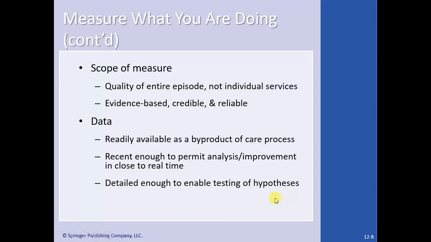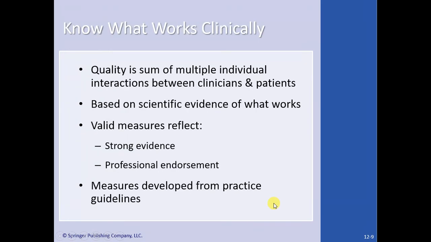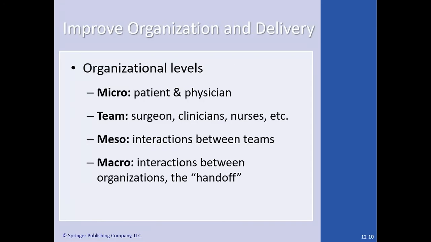That's very, very important. We need to be comfortable around data and use it to assess and to make changes. You need to know what works clinically based on scientific evidence. What we do should always be based upon the evidence. Valid measures reflect strong evidence and professional endorsement. And we need to improve organization and delivery at all organizational levels, micro, team, meso, and macro.